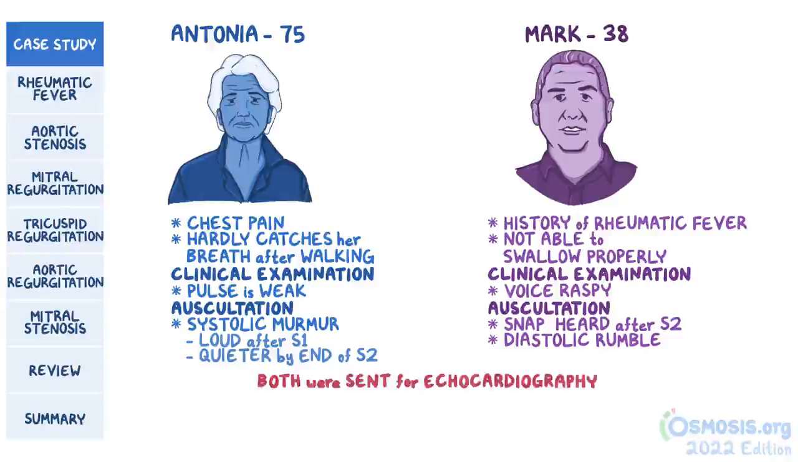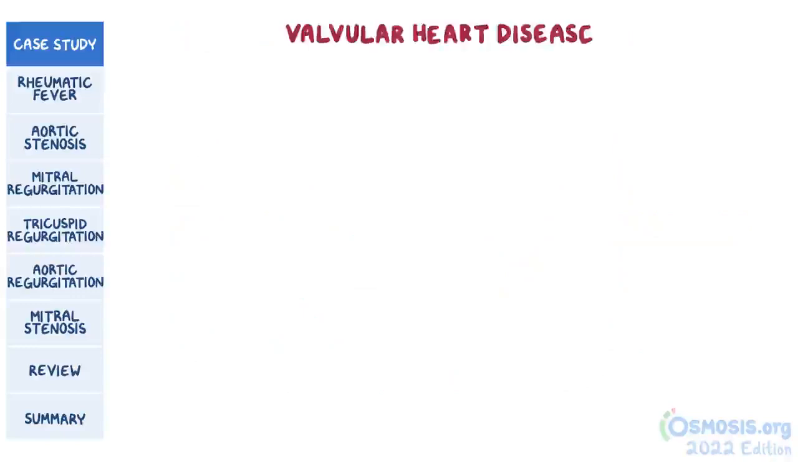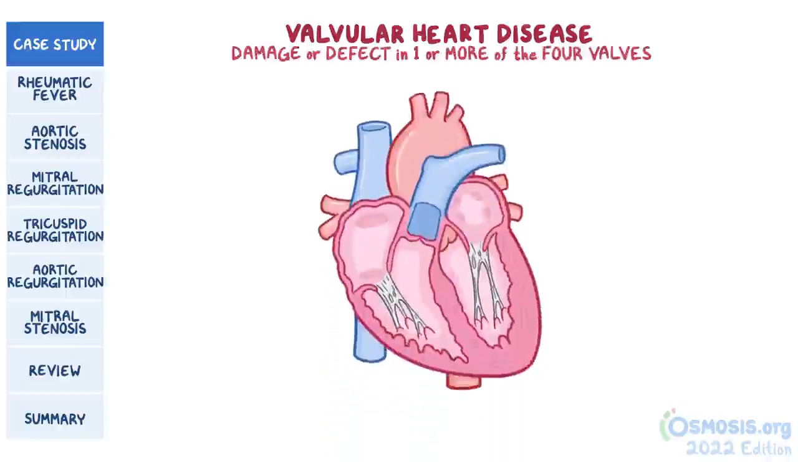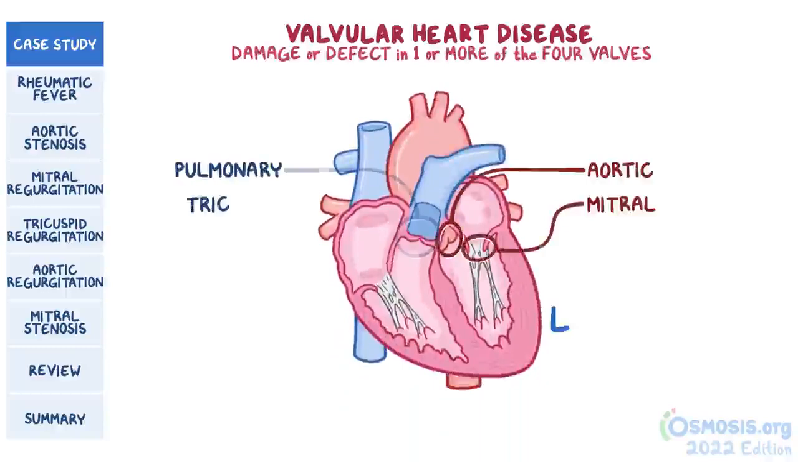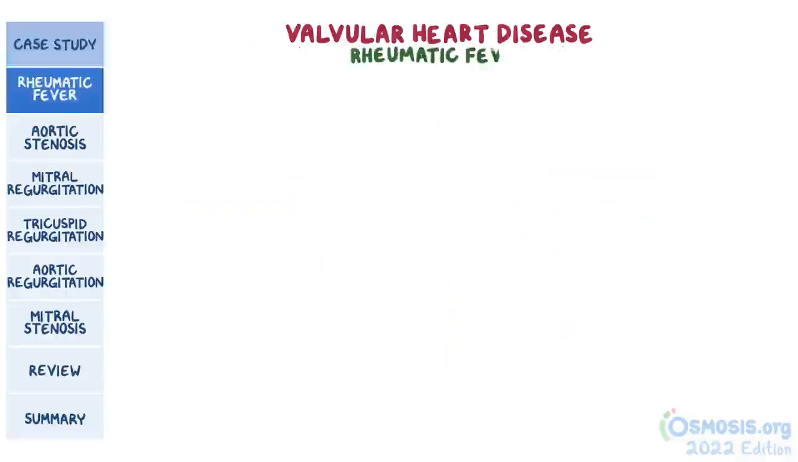Okay, so based on auscultation and symptoms, both individuals seem to have valvular heart disease. Valvular heart disease involves damage or a defect in one or more of the four valves of the heart, so the aortic and mitral valves on the left side of the heart, and the pulmonary and tricuspid valves on the right side of the heart. Now, before talking specifics about valvular disease, we'll first talk about rheumatic fever, which can affect multiple valves.